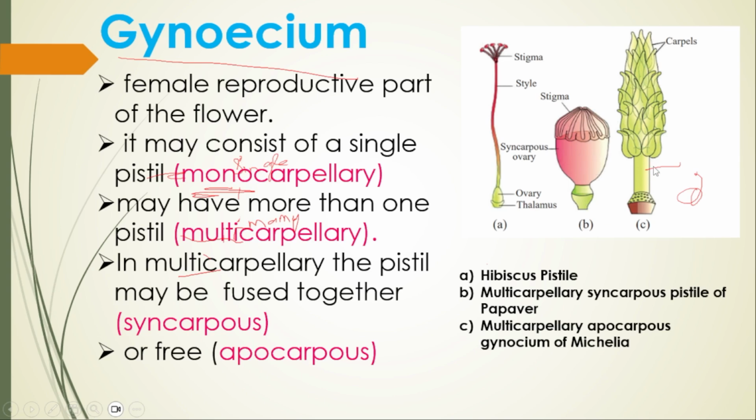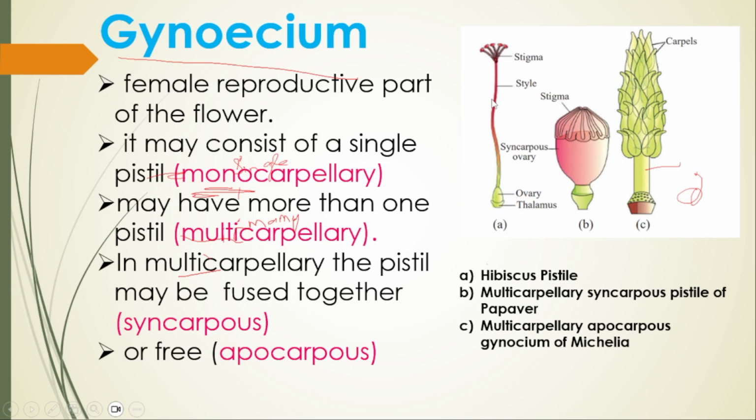And here you can see multicarpellary, many carpels are there. Each one unit you see is a carpel, and this is an apocarpous gynoecium because they are free. You can count them 1, 2, 3, 4 like that because they are free. And this is the apocarpous gynoecium of what? Michelia. In the exam, what happens? They used to give the diagram so that you must identify them.